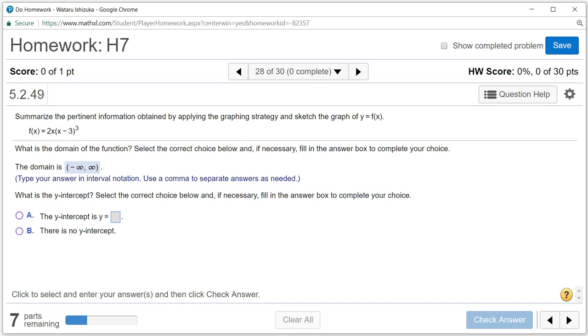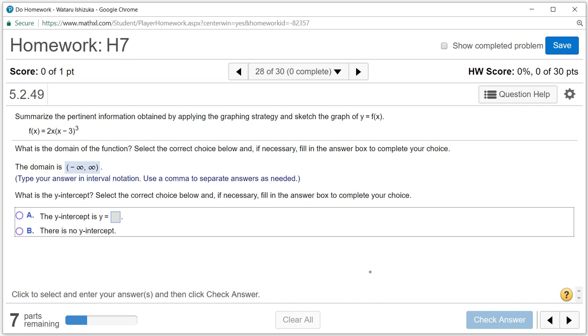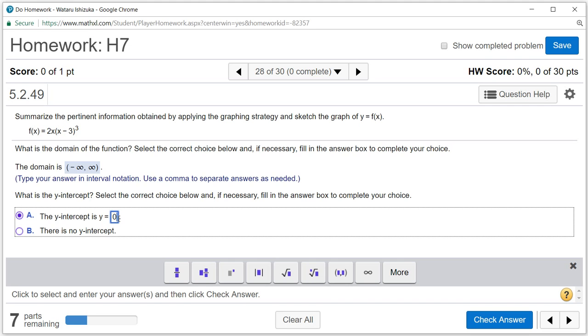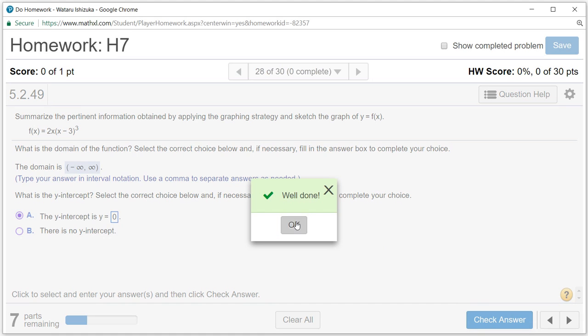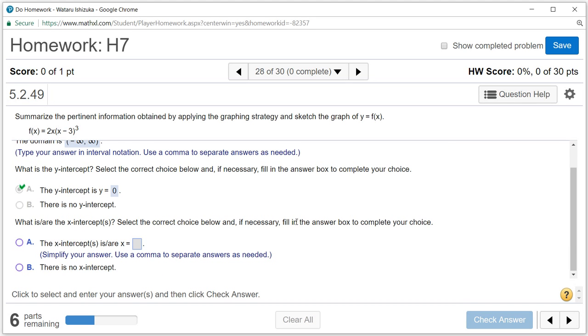What is the Y-intercept? When you try to find a Y-intercept, you plug in 0 for x. If you plug in x equals 0, the whole thing becomes 0. So f of 0 is 0, and the Y-intercept is simply 0. Let's check the answer. We got that. Next question.